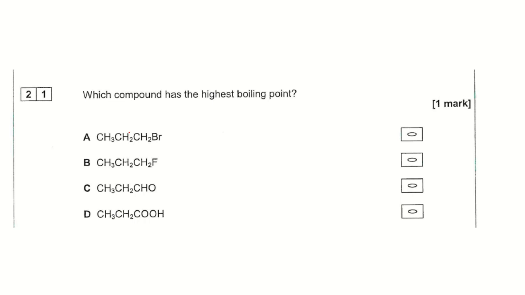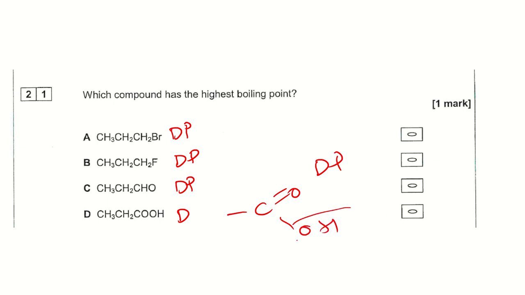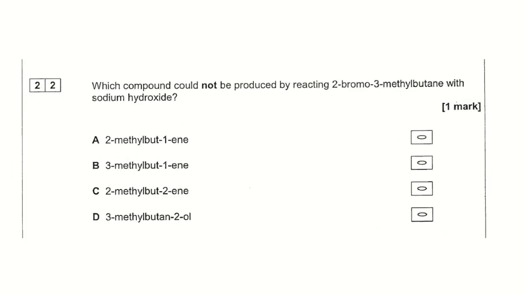Which one has the highest boiling point? Right, so they've pretty much all got similar van der Waals. This one has dipole-dipole. This one has got dipole-dipole. This one has got dipole-dipole. This one has got a C double O bond, so that's going to have dipole-dipole, but it also has an OH bond, so it's going to have hydrogen bonds also. That's your answer.